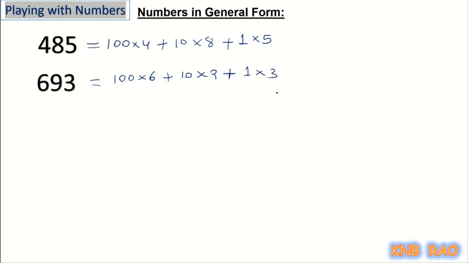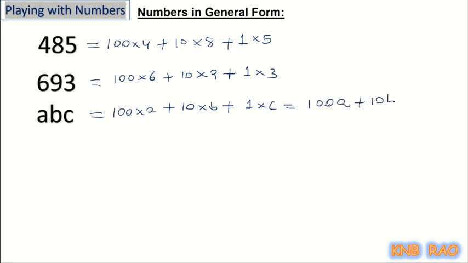And similarly, if you are given, instead of numerals 0 to 9, some letters like A, B, C occupying the hundreds place, tens place as well as units place, how do you write it in generalized form? So, the generalized form of the 3-digit number ABC is 100 into A plus 10 into B plus 1 into C, which is nothing but 100A plus 10B plus C.